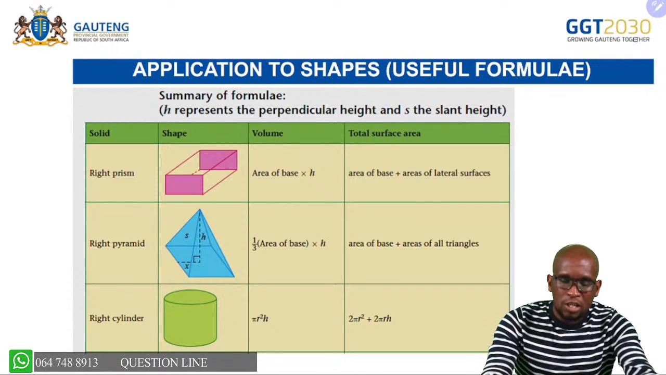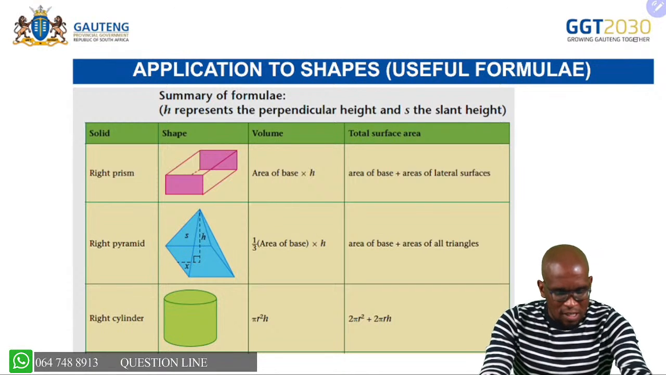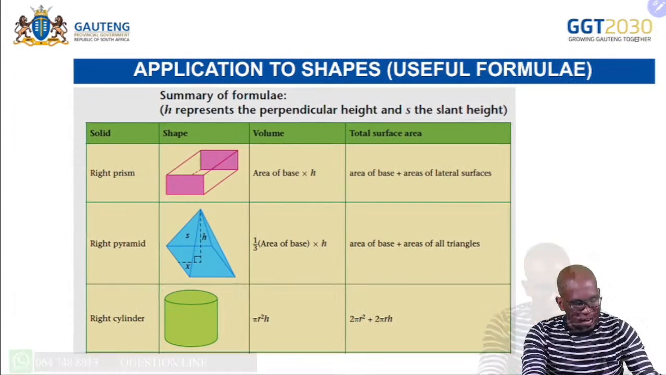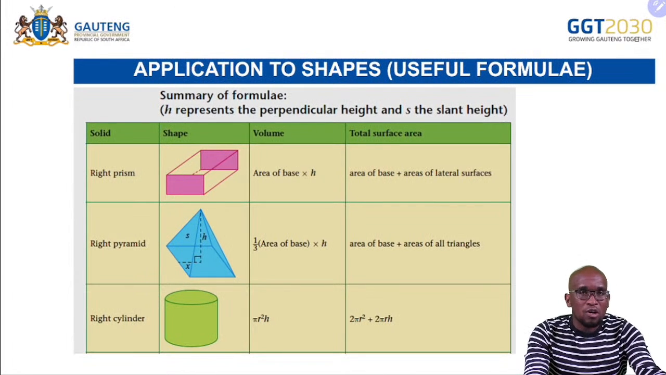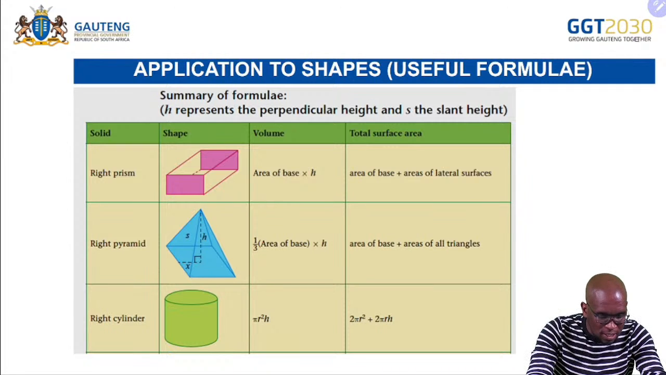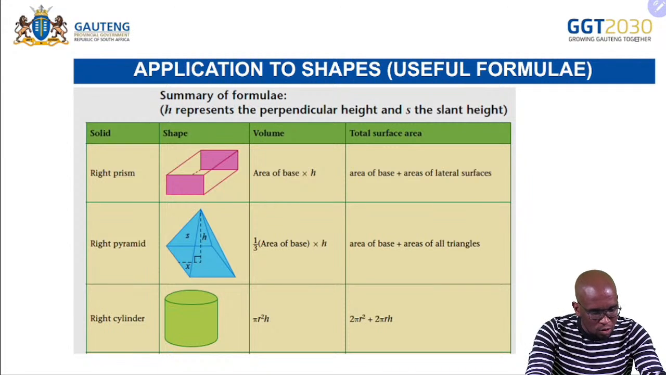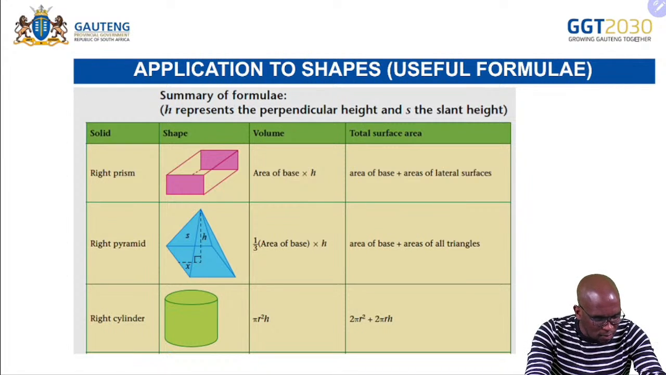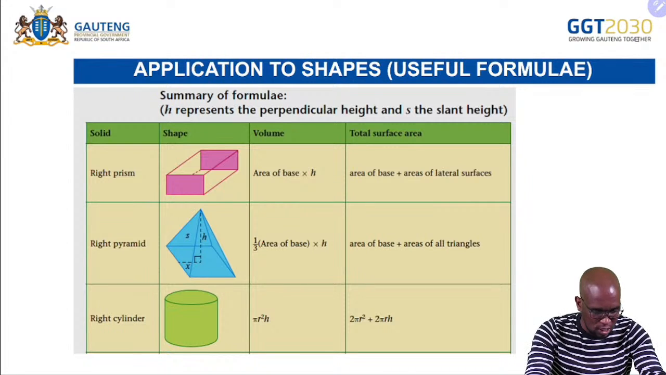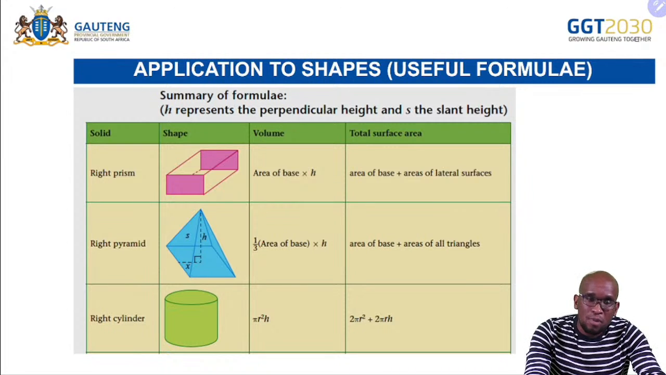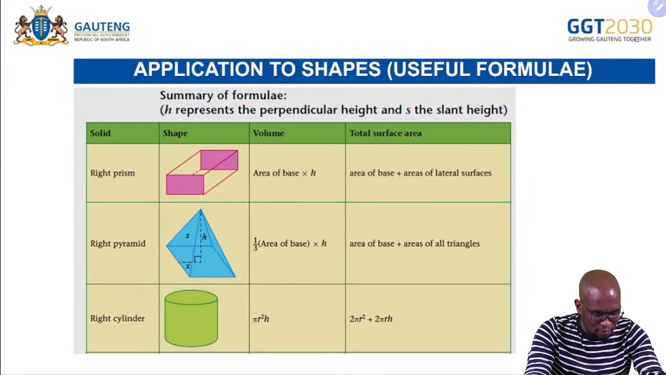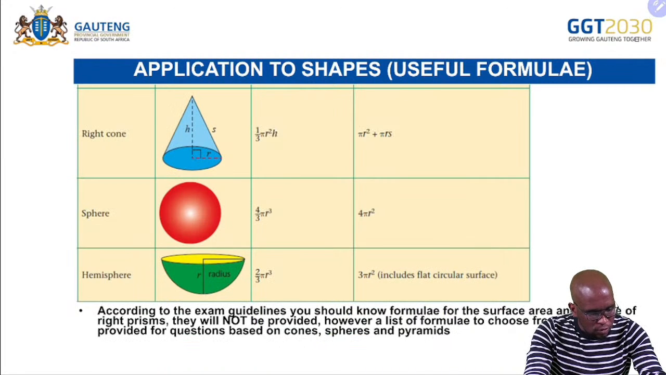Right, application to shapes. Obviously, from grade 10 and 11, you use your knowledge of mensuration to derive some of the formulas that you see here. We have right prisms, right pyramids, right cylinders. We have the formulas that we can use there to calculate the volume as well as the total surface area. Now we have a right cone, we have a sphere, and we have a hemisphere.